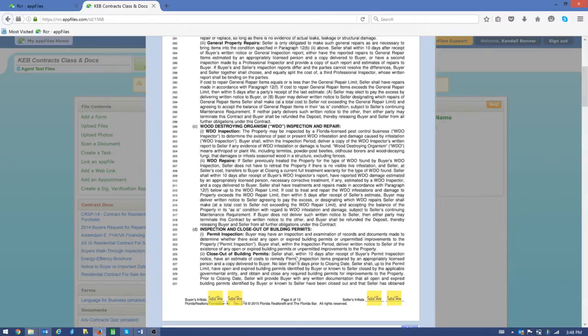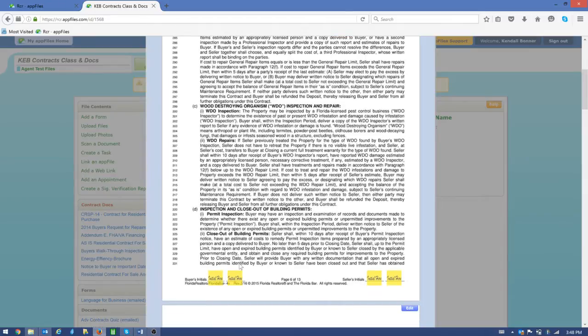So, closeout of building permits. Seller shall, within 10 days after receipt of the buyer's permit inspection notice, have an estimate of cost to remedy those permit inspection items and deliver that to the buyer. No later than 5 days prior to closing date, seller shall, up to the permit limit, have open and expired building permits identified by the buyer or known to seller closed by the applicable governmental entity, and obtain and close any required building permits for improvements to the property. So if there's any, like that pool permit that we were just looking at, let's say it didn't say complete, it was still open, I, as a seller, would be required to get that closed out before closing on the property, at least 5 days before closing.